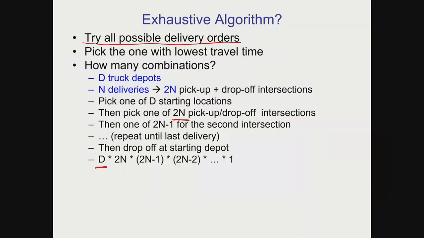Okay, so how many choices is this? Well, D choices for where I start, and then 2 times N choices to go to one of these delivery intersections, then 2 times N minus 1 to go to one of the remaining ones, and so on. So this is D times 2N factorial. Now, a bunch of them are illegal because I didn't consider that, but I'll just write code to check, and it makes my math a bit easier. The answer wouldn't be very different if I tried to only consider legal things at every step.